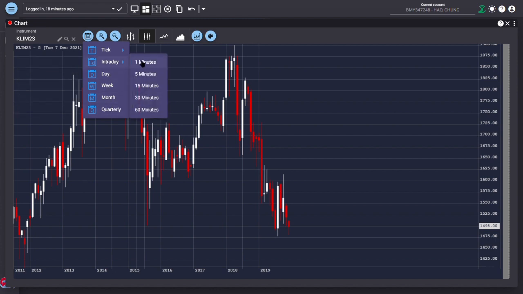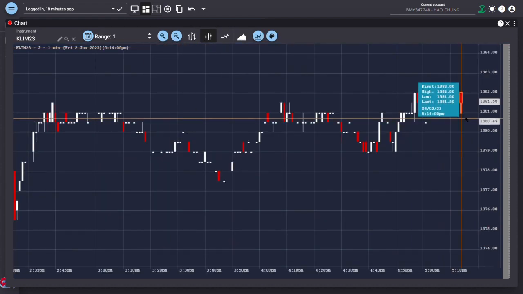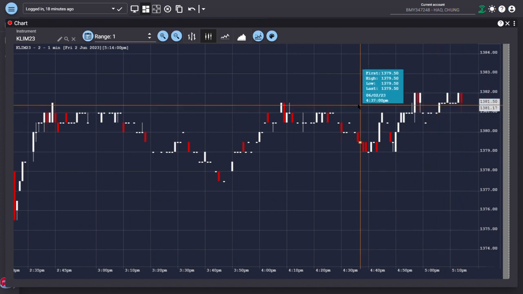So if you wanted the price to be updated every single minute, you can select 1 minute. The price of every single minute will be shown in this graph.